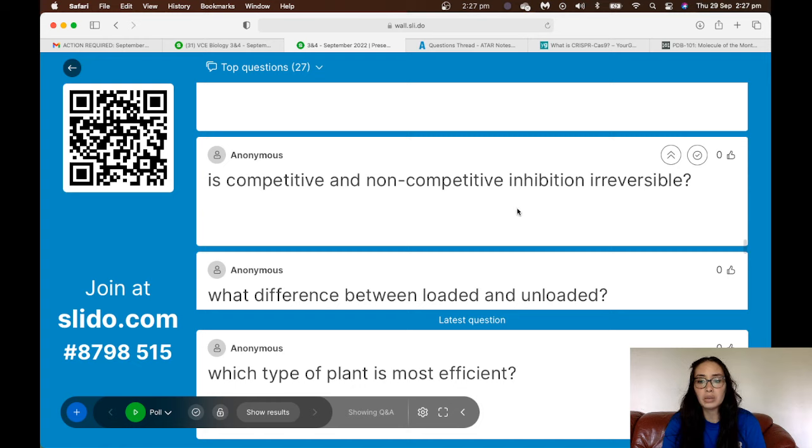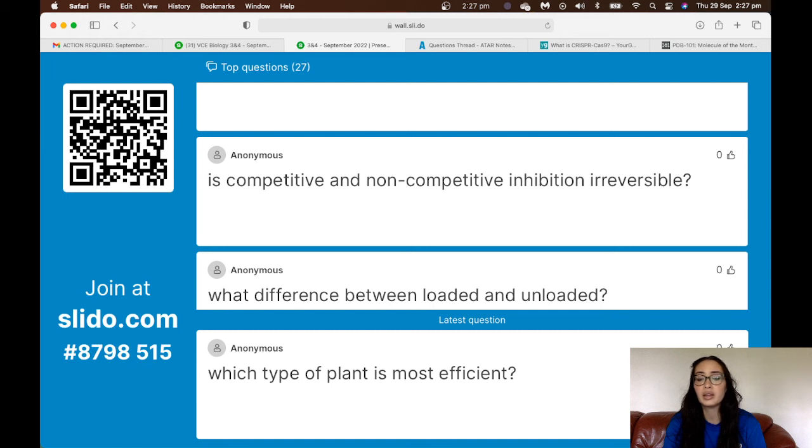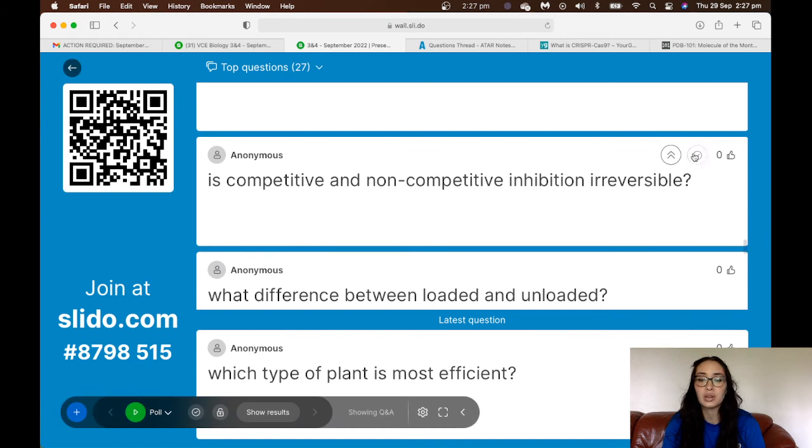Non-competitive inhibition is often irreversible. So things like ricin, I think, is a poison and it's a non-competitive inhibitor, but I think a lot of them are reversible. So it really kind of depends.